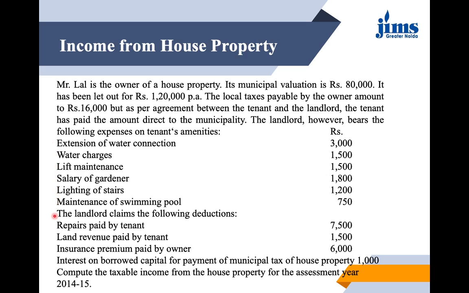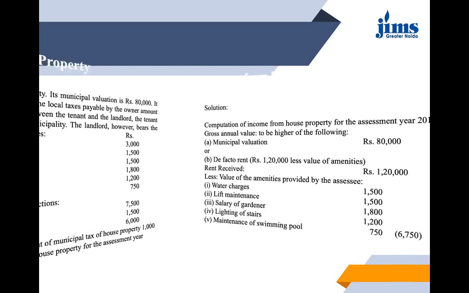The landlord claims these reductions. Repairs have been paid by the tenant. Then land revenue paid by the tenant, insurance premium paid by the owner, interest on borrowed capital for the payment of municipal tax of house property, that is 1,000 rupees. So from all this information we need to compute the taxable income from the house property for the assessment year 14-15, meaning previous year 13-14 is to be taxed in this question.